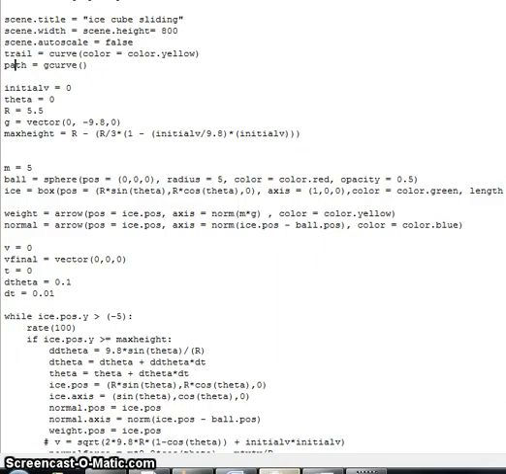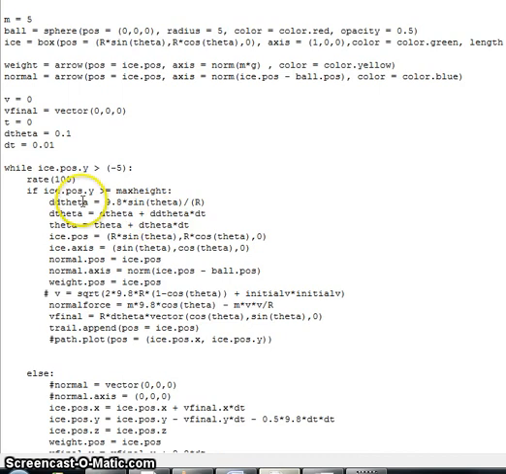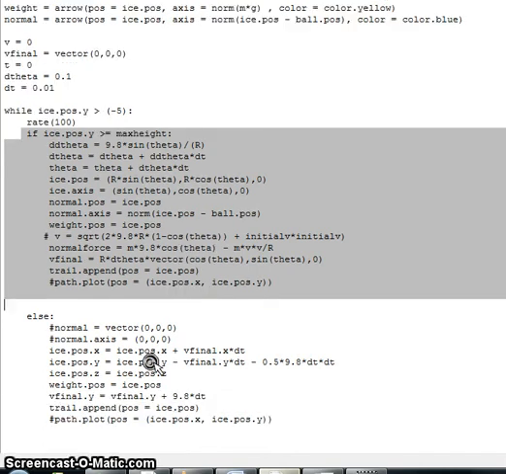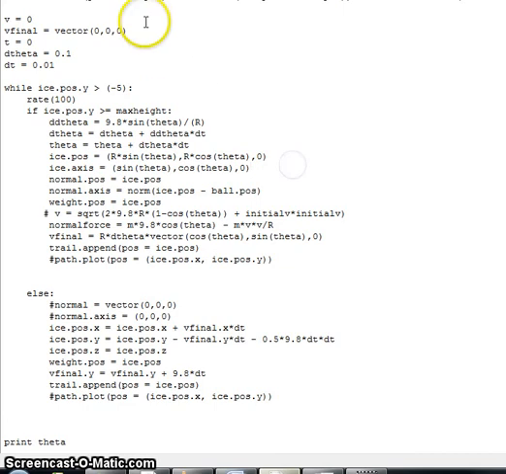This is the model in VPython. This portion in the while loop over here shows the motion of the ice cube on the sphere, up to the point at which the ice cube leaves the sphere, and this portion describes the motion after the ice cube leaves the sphere, which would be projectile motion. Let me run it and then show you.